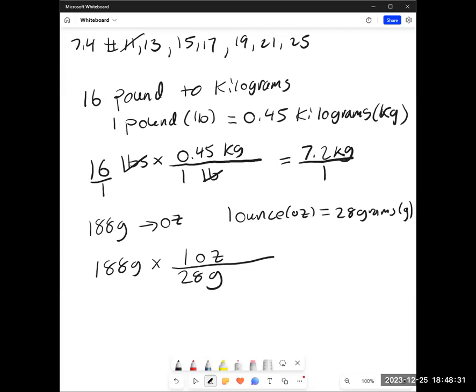These are equivalent, so I can write whichever one I want in the numerator or denominator. As long as it's over the other one, it's going to divide to give me 1. And I want it so that grams cancel with grams. So that's going to give me 188 divided by 28. Let's figure that out in my calculator here. 188 divided by 28. And my instructions tell me to round to the nearest hundredth again. So that's going to be about 6.71 ounces.